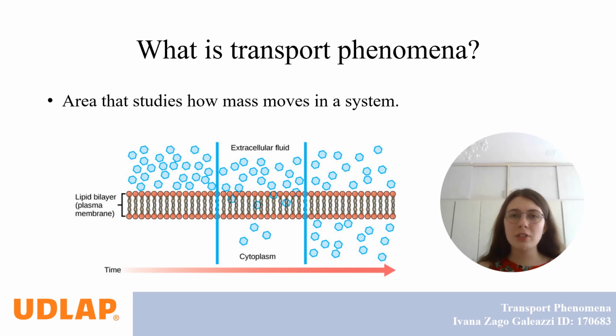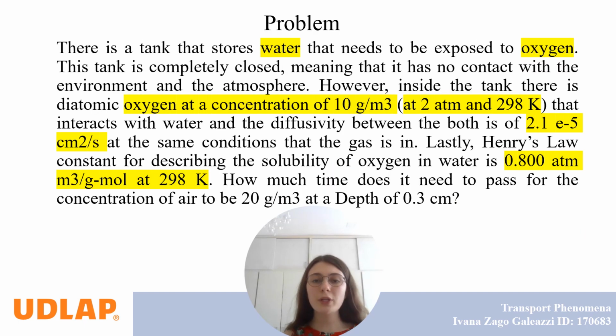This is an area of knowledge that studies how mass moves around in a system based on a concentration gradient, or in other words, it means that mass will move from a high concentration zone to a low concentration zone. If you don't really think that this happens in real life, just think of how a membrane transports things in and out of it. In order to fully understand how transport phenomena works, we will be solving this specific problem.